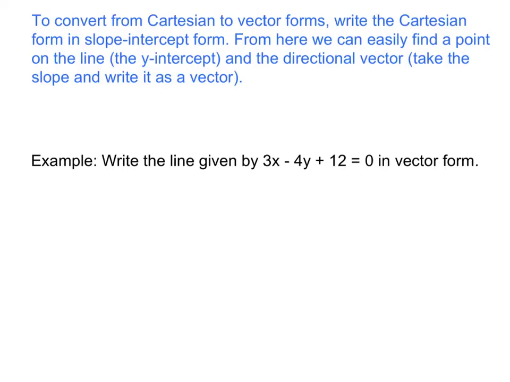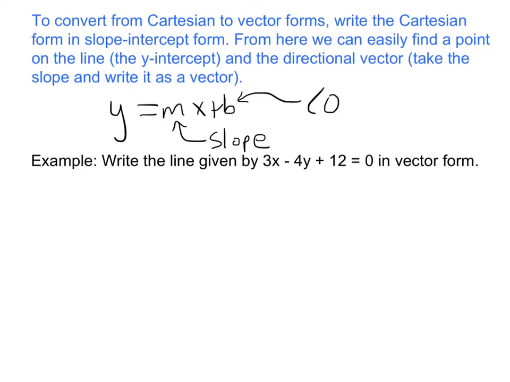Now to go the other direction, if you want to convert from Cartesian form back to vector form, I think the easiest way to do it is to take that Cartesian form and put it into slope-intercept form. And slope-intercept form, if you forgot, is y equals mx plus b. The reason I think this is easy is that once you have it in this form, you can already see the slope, and you actually also have a point. This y-intercept b is a point. It's the point 0, b. So if you can get it to y equals mx plus b form, you've got the pieces you need, and we just have to write it in vector form.